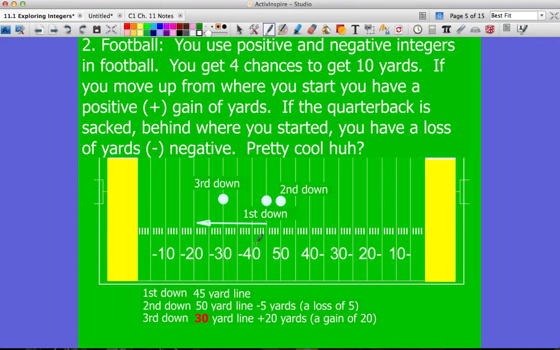In football, you use positive and negative integers. You get 4 chances to get 10 yards. If you move up from where you start, you have positive gain in yardage. If you move closer to your end zone, it's positive, and if you move back or further from your end zone, it's negative. So if the quarterback is sacked behind where you started, you have a loss of yards.